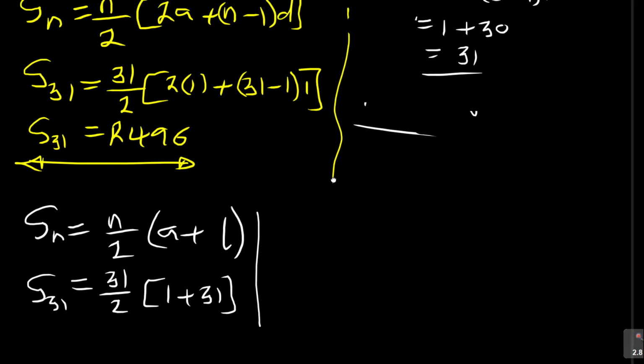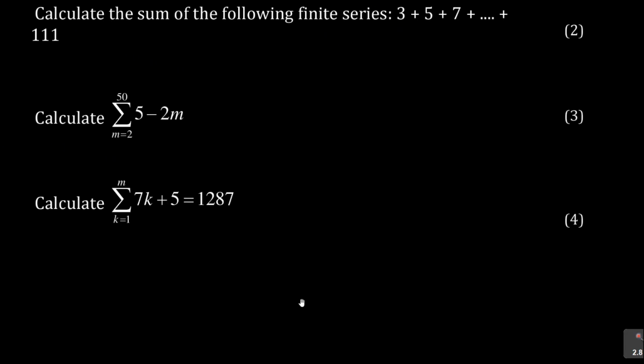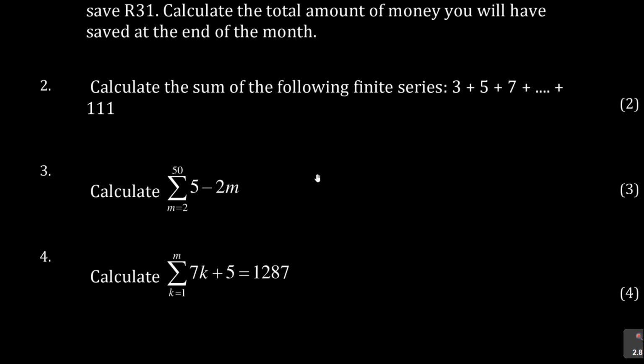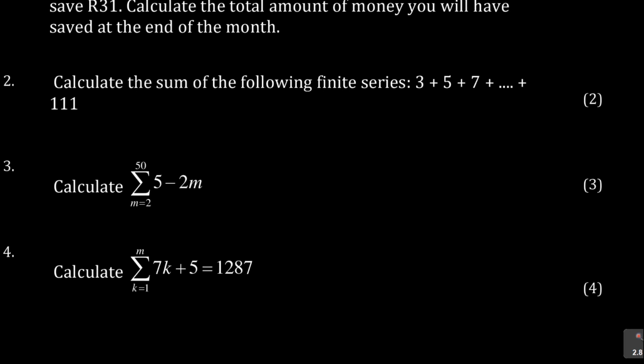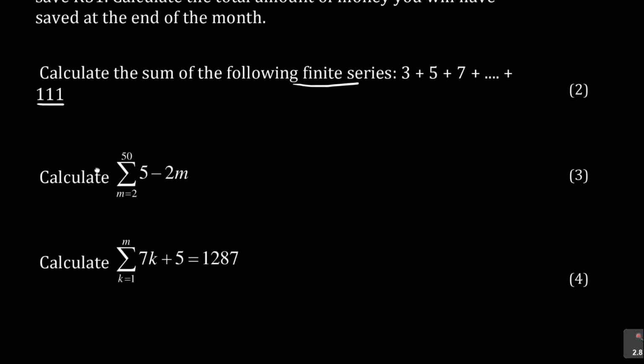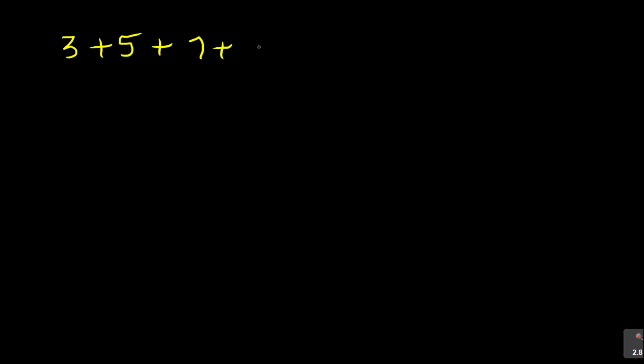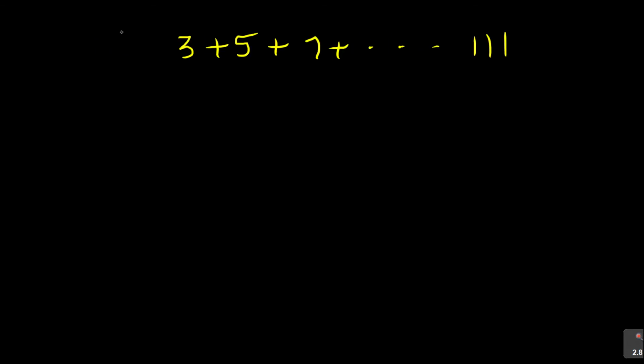So now on this question, let me erase everything and start this new one. It says here, calculate the sum of the following finite series. Finite means it ends. It ends in 111. Calculate the sum of the finite series 3 plus 5 plus 7 plus until that. So let's do that. 3 plus 5 plus 7 plus blah blah blah 111. So in a way, you want the sum Sn is equal to, you're adding this.